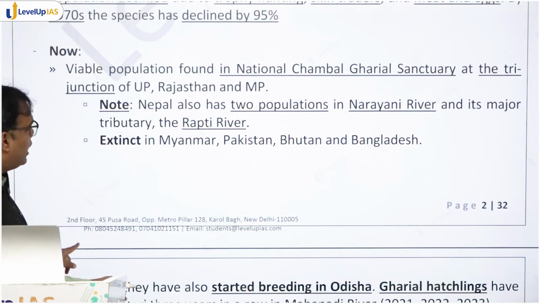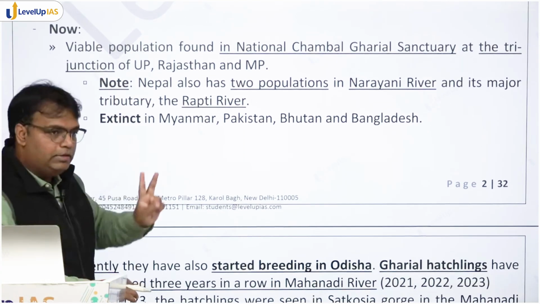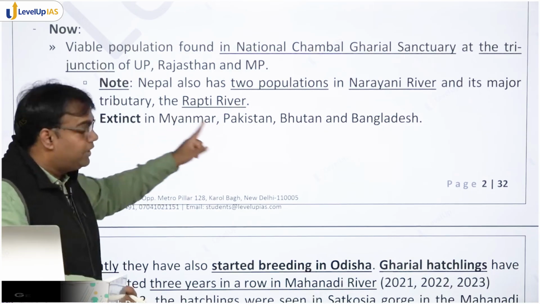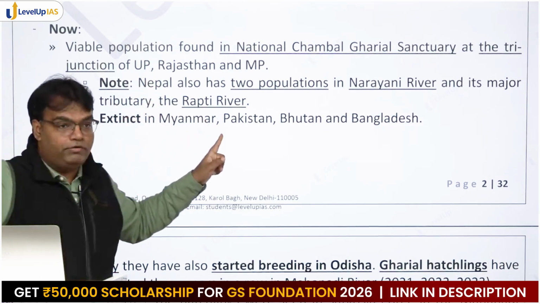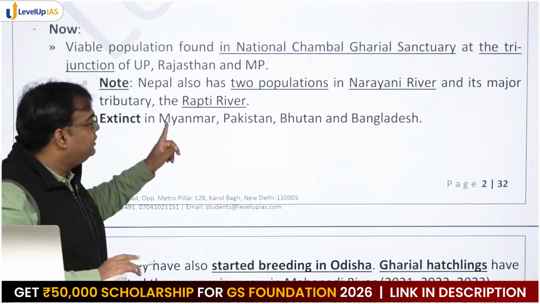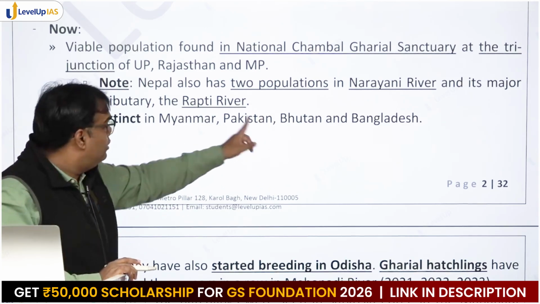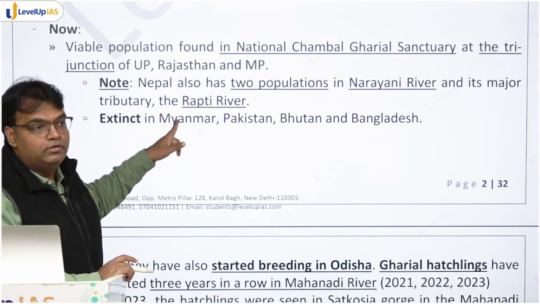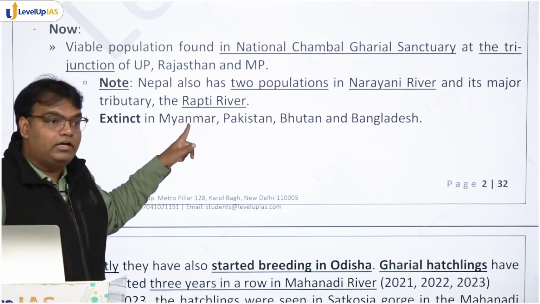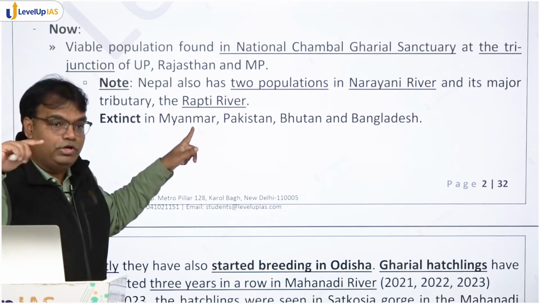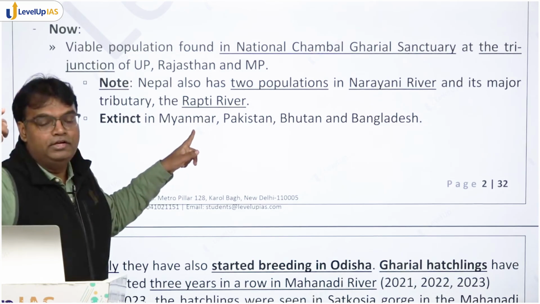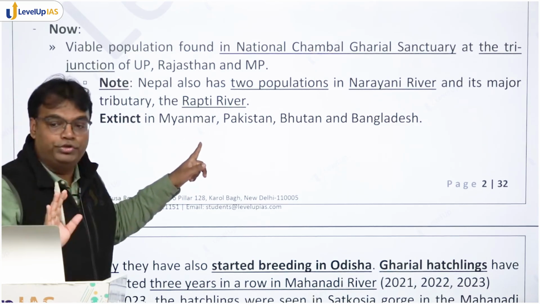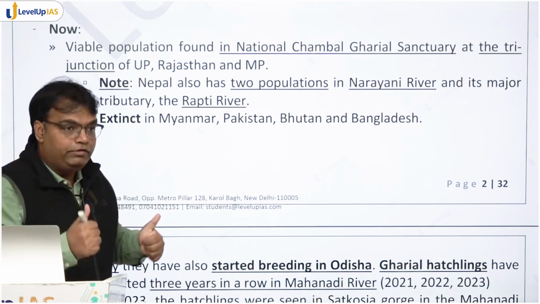Even in India, what has happened is, look, India and Nepal are the only two countries where it is found. It has become extinct in Pakistan. Earlier, it was found from the Indus to the Irrawaddy, but it has become extinct in Pakistan, Bhutan, Bangladesh, even Myanmar. Which are the only two countries left? India and Nepal. These are the only two countries where Gharial is found today. Are we comfortable here?